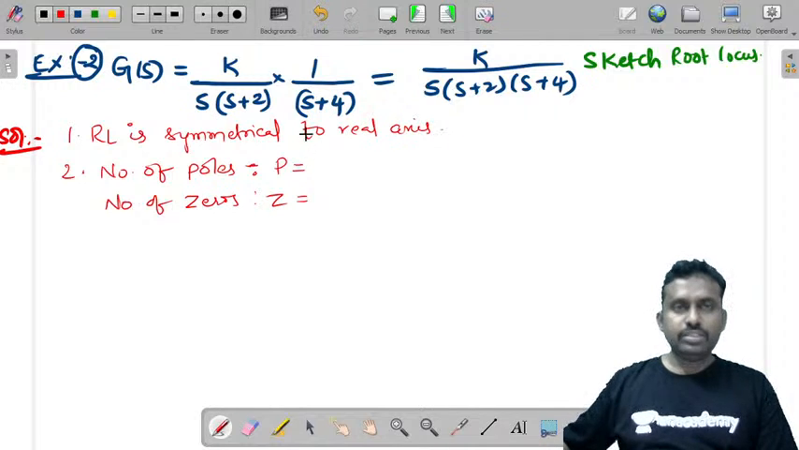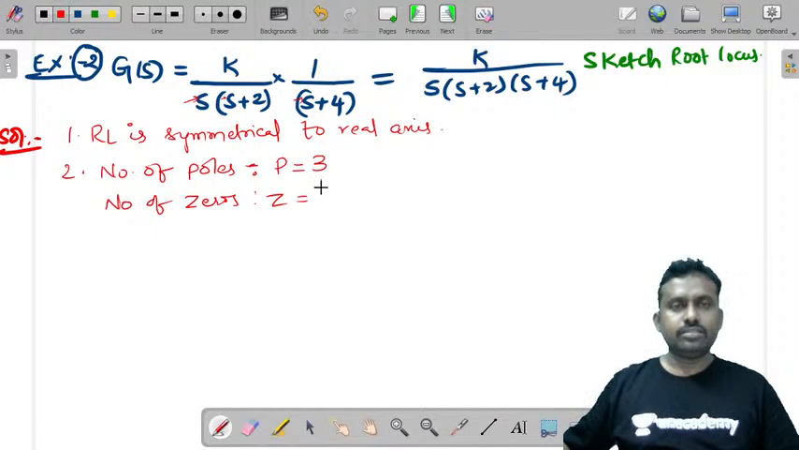So the number of poles is the number of denominator roots. See, you have one s here, this is s plus 2, this is s plus 4. Number of poles are 3. Hope you are able to understand this. And in the numerator, if you have any s terms, those will be zeros, but you don't have any.